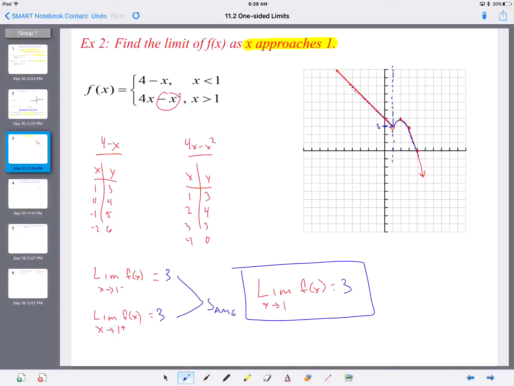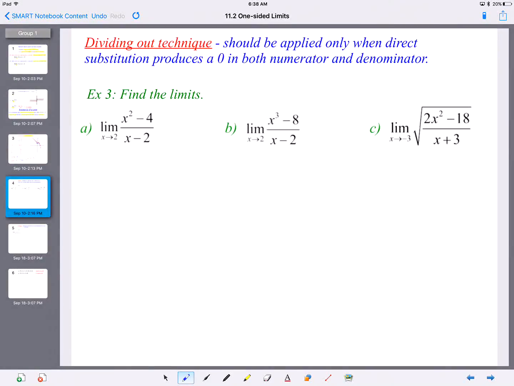Alright, so that takes care of the first part of one-sided limits. The next part I want to jump into is a couple of algebra things that we need to cover on limits. One of the things we learned yesterday is that we could use direct substitution. Well, direct substitution is not going to work for everything because it doesn't always exist. So we have to look at these other problems where direct substitution doesn't work.